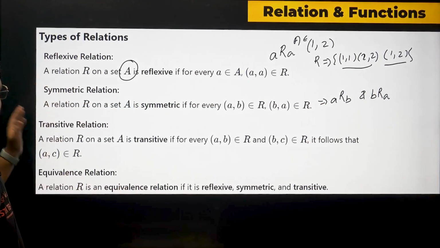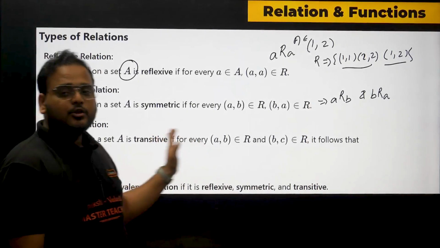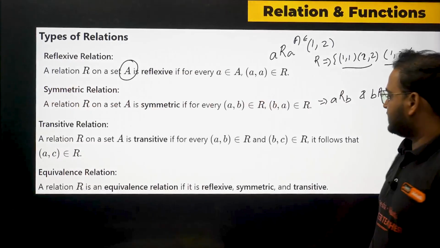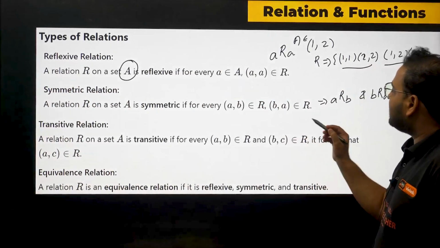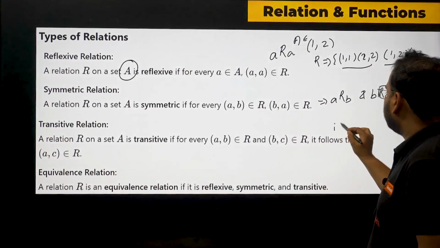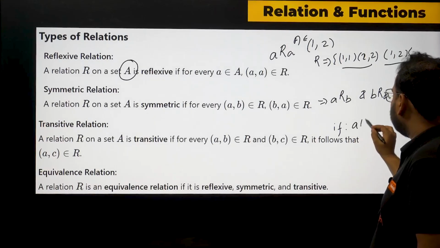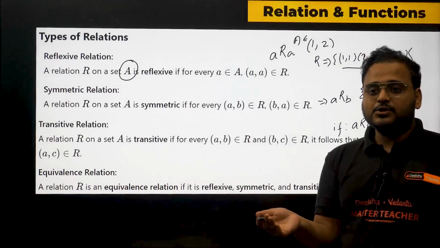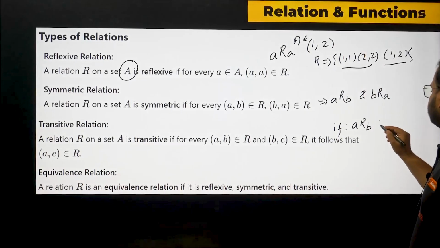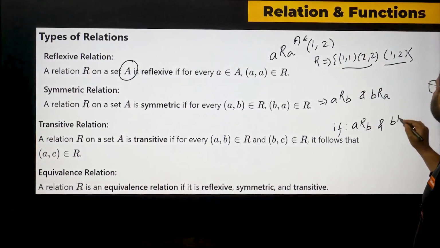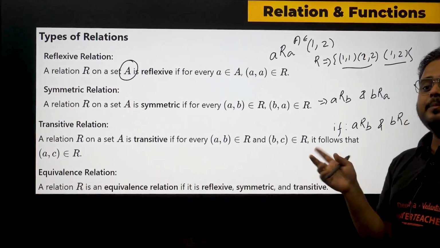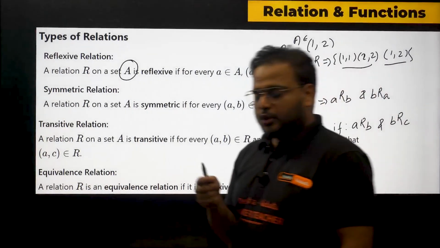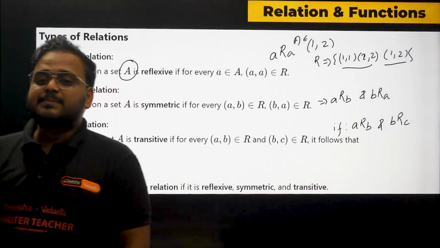Okay, and for the transitive relation, what happens in this case? You have 3 conditions: ARB, BRC and ARC. Again, ARB and BRC are the if conditions. If ARB is true, what is the meaning of ARB? The ordered pair (A, B) is in the relation. And BRC is true. What's the meaning of BRC? The ordered pair (B, C) is part of the relation.